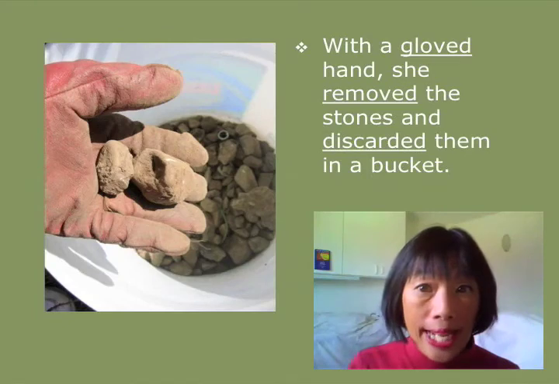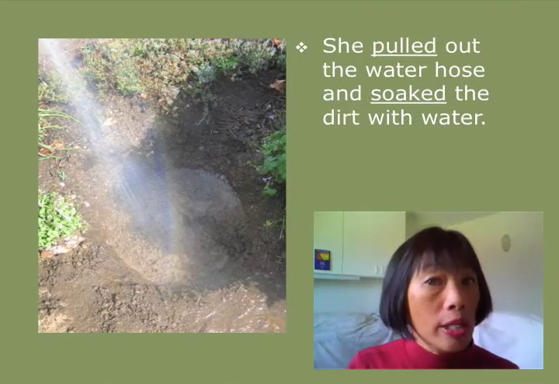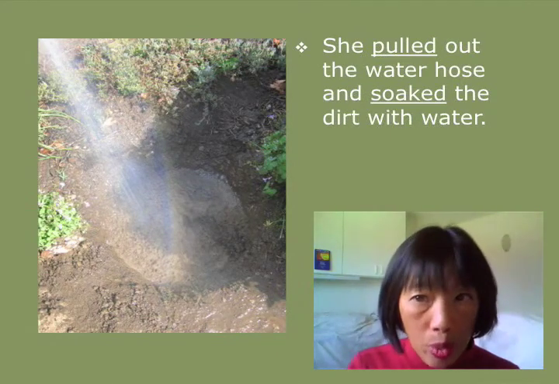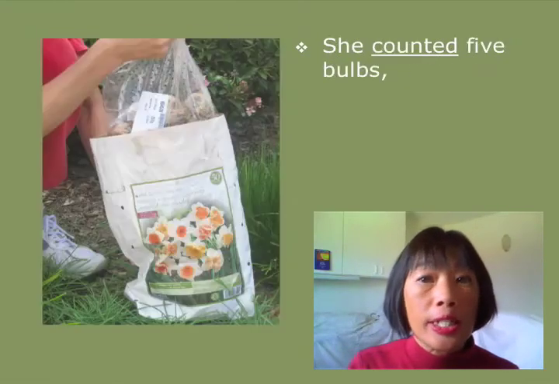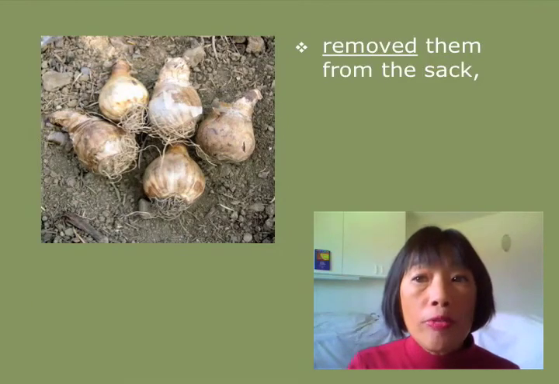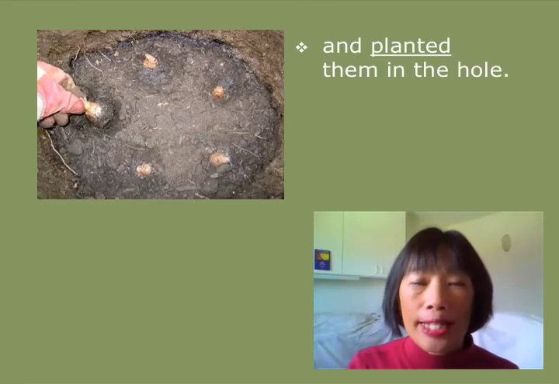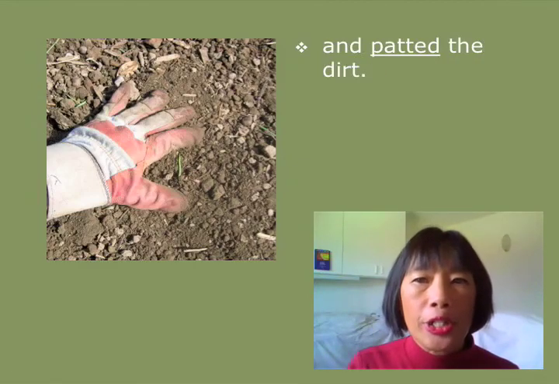With a gloved hand, she removed the stones and discarded them in a bucket. She pulled out the water hose and soaked the dirt with water. She added fertilizer and mixed it with the dirt. She counted 5 bulbs, removed them from the sack, and planted them in the hole. She covered the bulbs and patted the dirt.